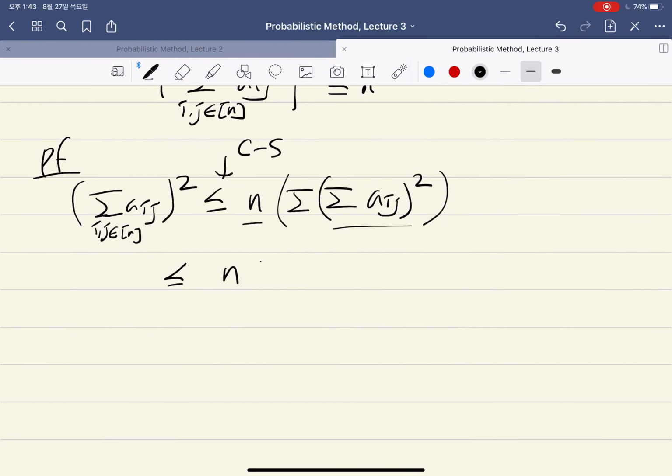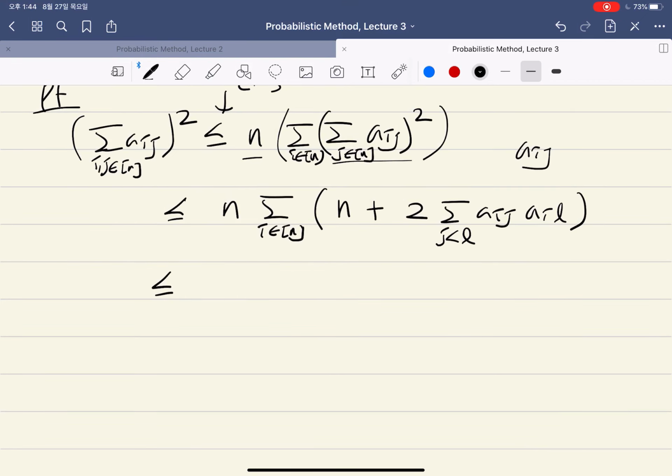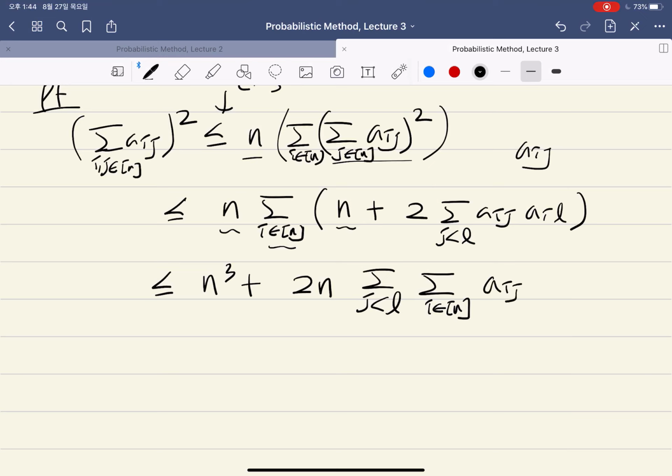And inside of here, you can write each aij is negative 1 or 1. If you square it, it's 1. So you get n terms of 1 plus 2 times the sum of aij ail over j smaller than l. Now you can actually compute. There are n terms, and n of them added gives n squared, and then there is n cubed. Plus the remaining is 2 times, you swap the order of the summation, j smaller than l, i runs from 1 to n, aij ail.